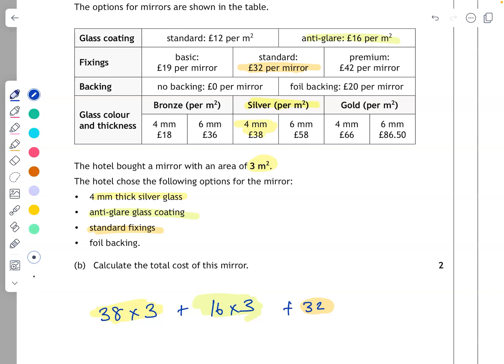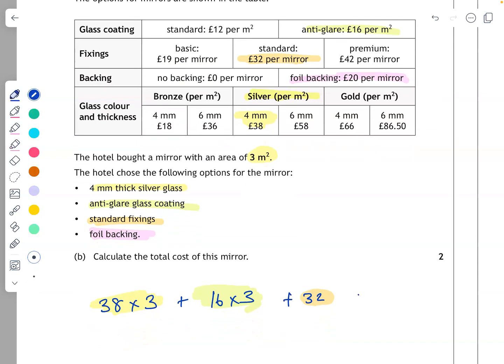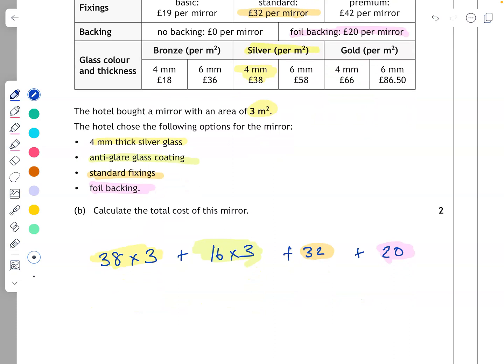And the last one is foil backing. So we got backings right here, and we got foil backing, which is £20 per mirror. So plus 20. So let's calculate the total cost. So we got 38 times 3 plus 16 times 3 plus 32 plus 20, and that comes to £214.